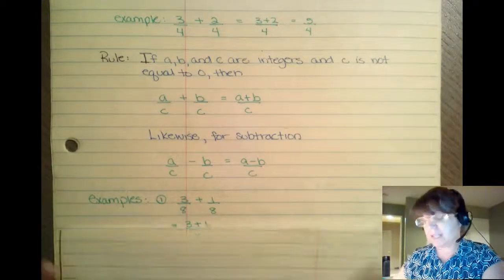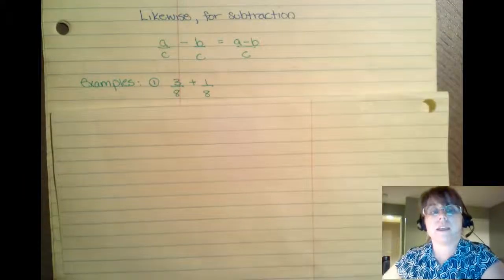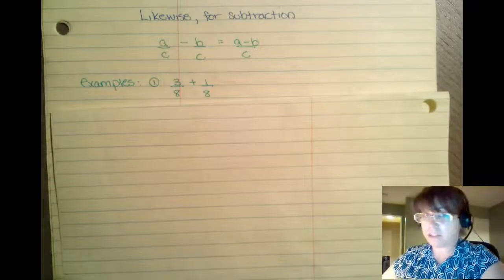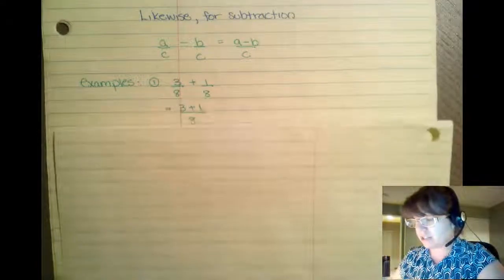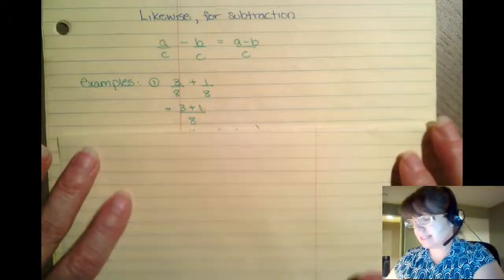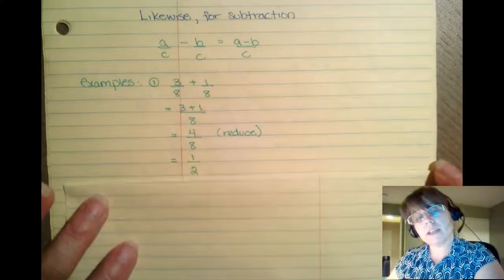So let's look at a few examples. 3/8 plus 1/8, they both have the same denominator, so all we need to do is add the numerators. So (3 plus 1) over 8, so 4 over 8, and then we need to reduce. And 4 over 8 can reduce to 1/2.